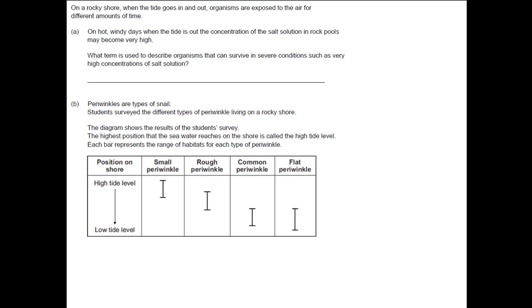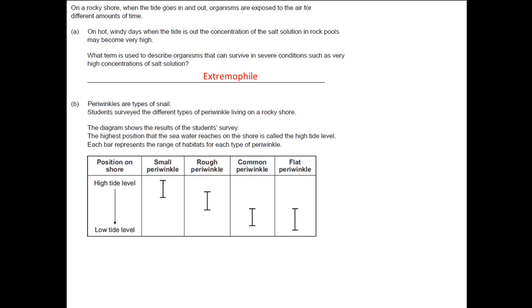So on hot, windy days, when the tide is out, the concentration of salt solution in rock pools may become very high. Yeah, so the fresh seawater collects in rock pools, it goes out, it leaves a pool of seawater behind that's going to evaporate the water, and therefore it gets saltier and saltier, increased salinity. What term is used to describe organisms that can survive in severe conditions, such as very high salt concentration? Well, that's called an extremophile. I thought I spelled it wrong. Yeah, that is correct. Extremophile. Hopefully you did that in your remote learning.